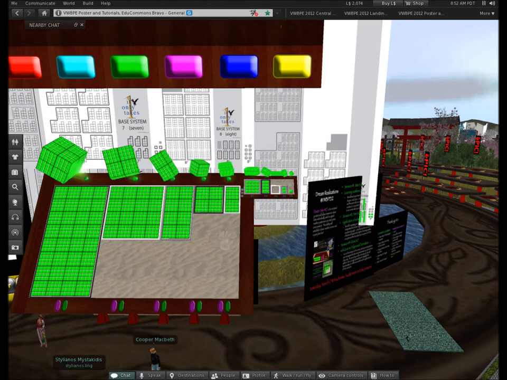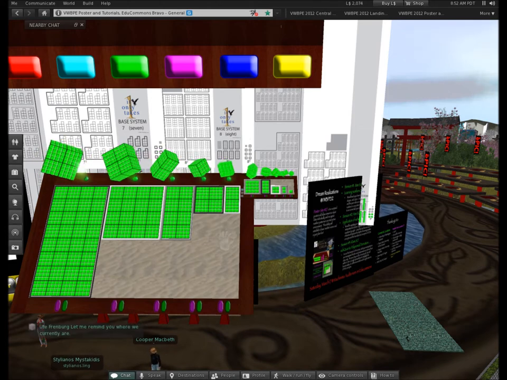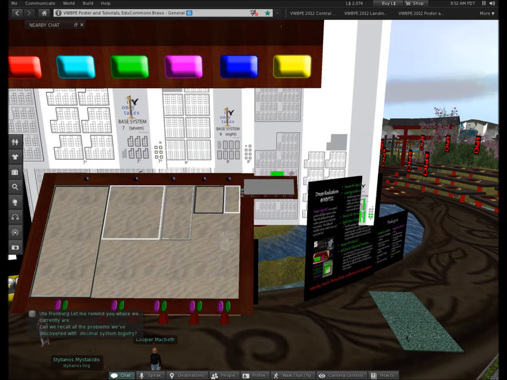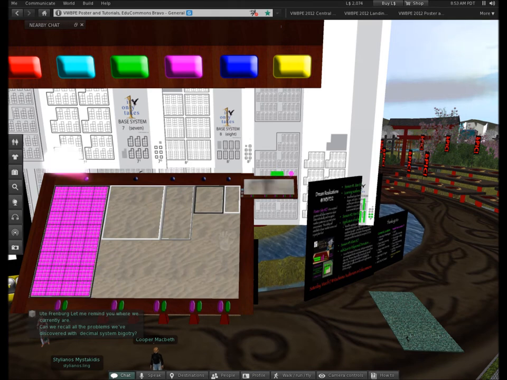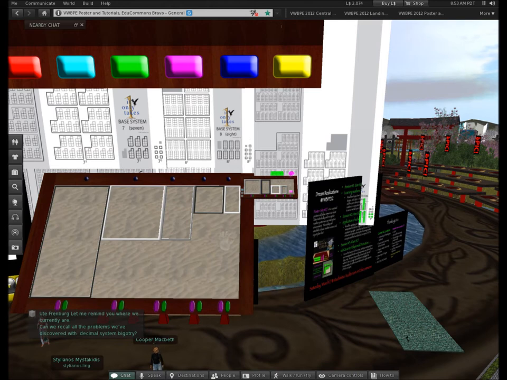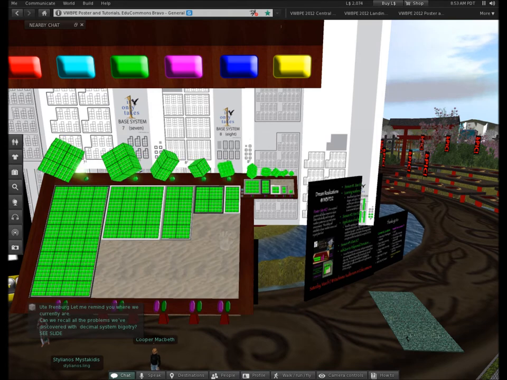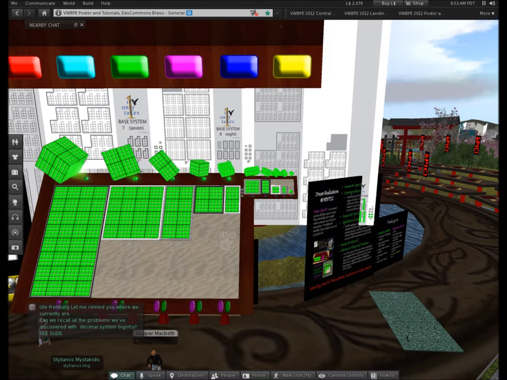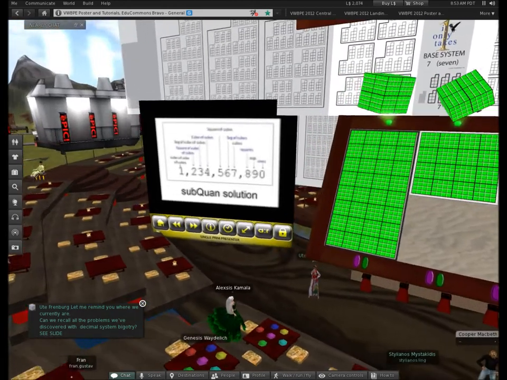But that doesn't necessarily hold true in all the bases. So this is where we currently are in our math education system. But there's a bunch of problems with that because it's so decimal-centric to a base 10. Whereas with subQuan, it becomes shape-centered. And so if you look over here on the slide, you'll see that same chart all set up with the names of the different shapes. And notice how they repeat.